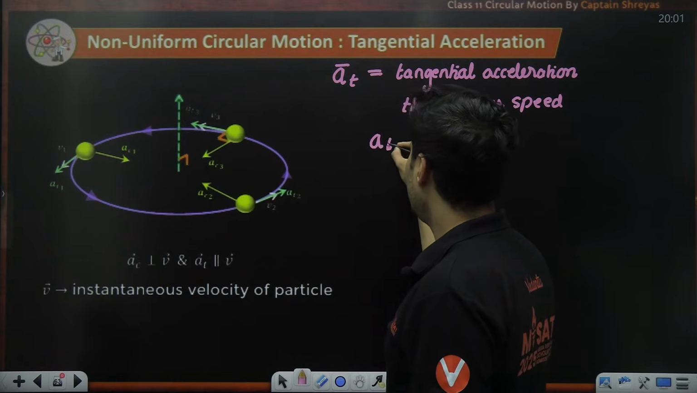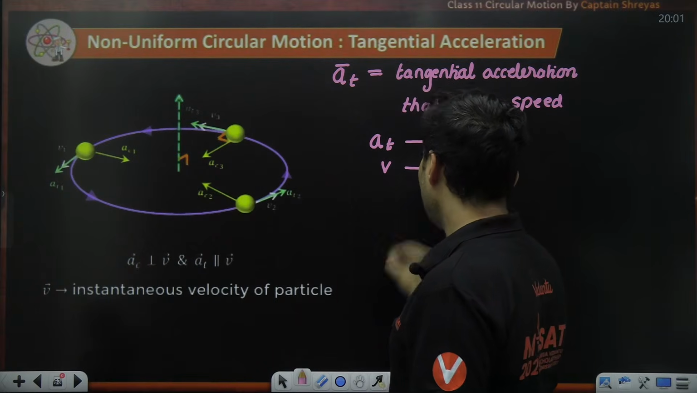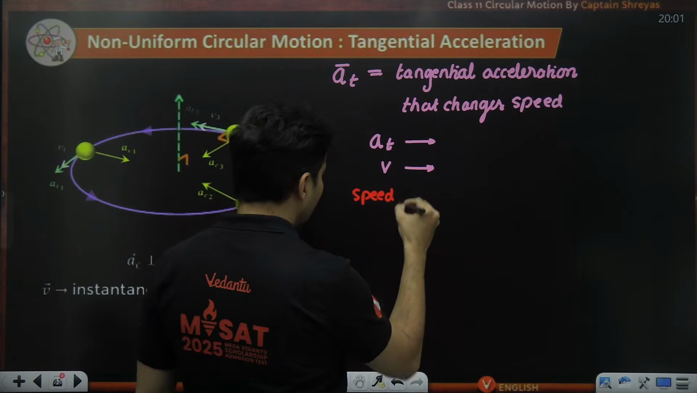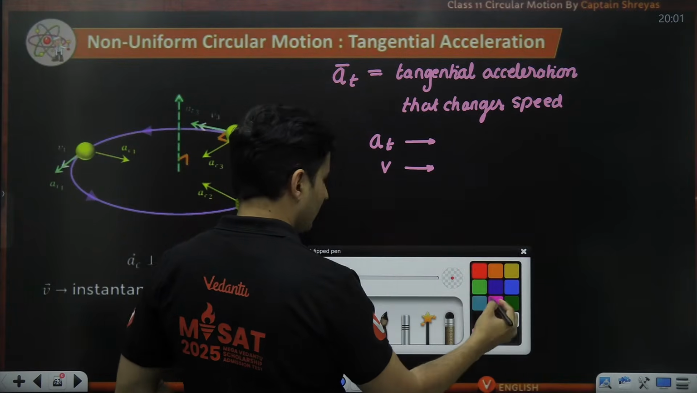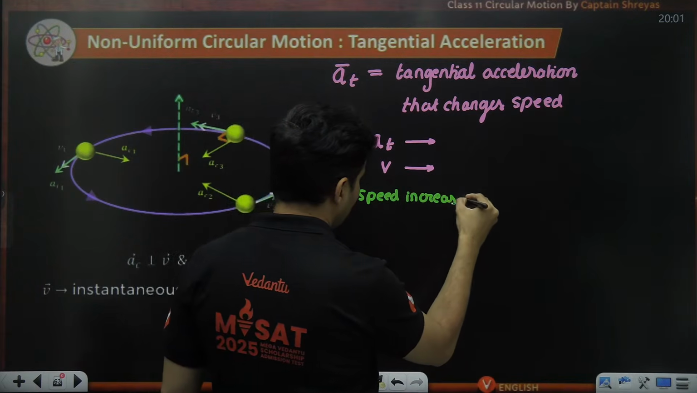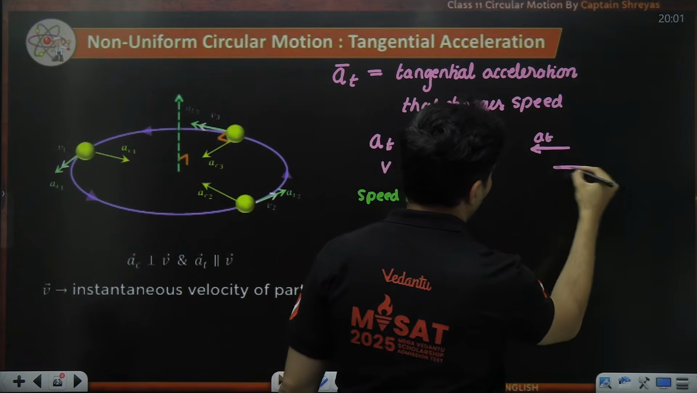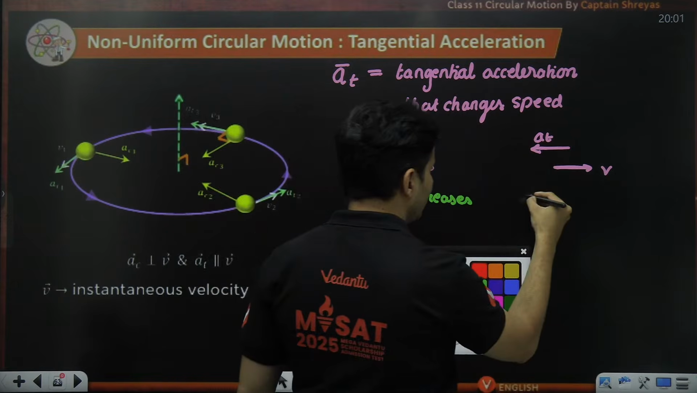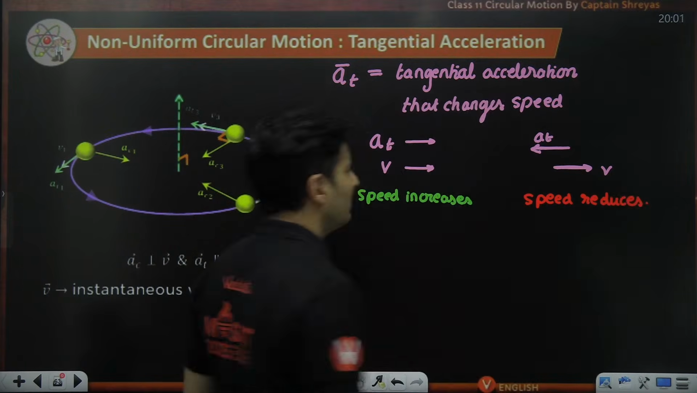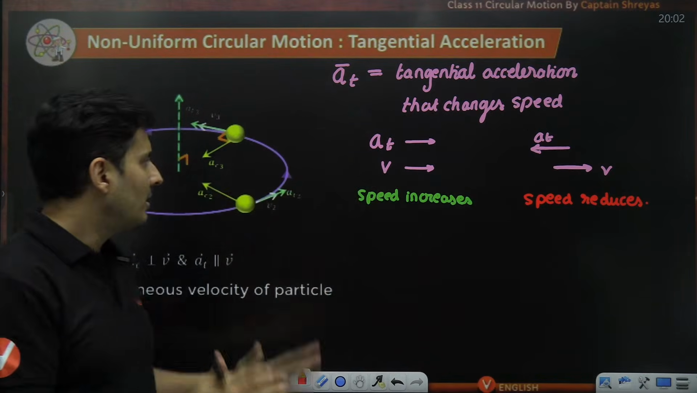So if AT is in the same direction as that of velocity, then you will notice that the speed will increase. But in some situations, your acceleration tangentially might be opposite to the velocity. In such cases, your speed will reduce. That's the only difference. It's common sense. Acceleration and velocity in the same direction, speed will increase. Opposite direction, it will reduce.